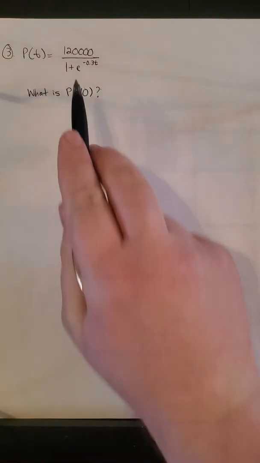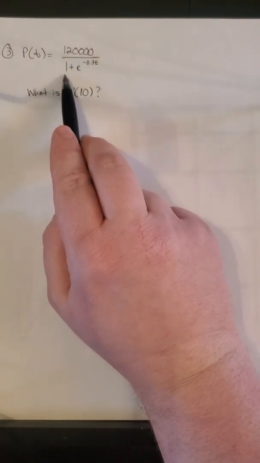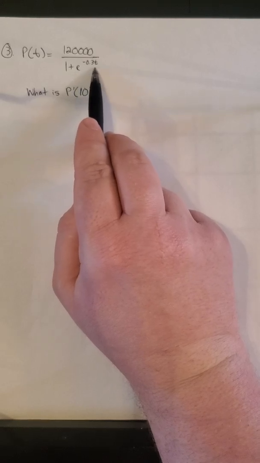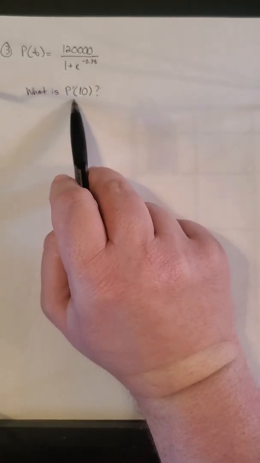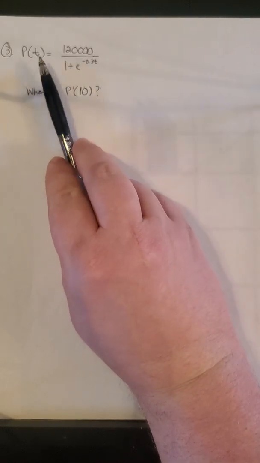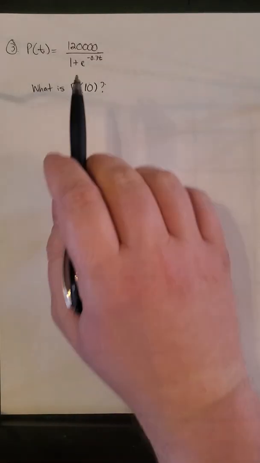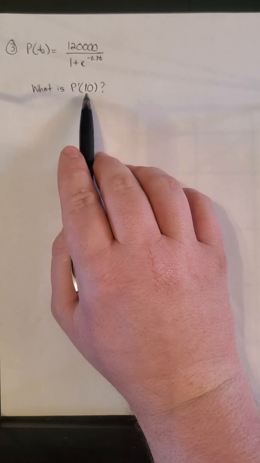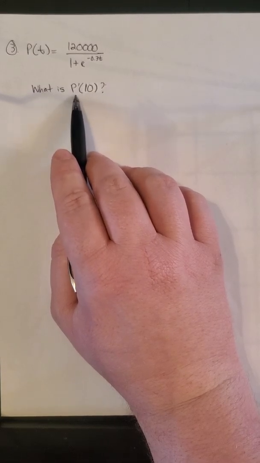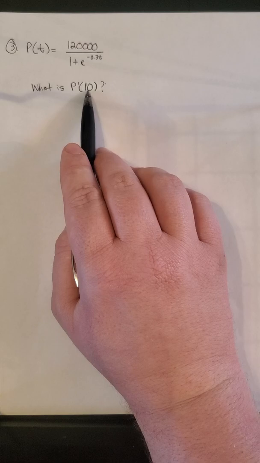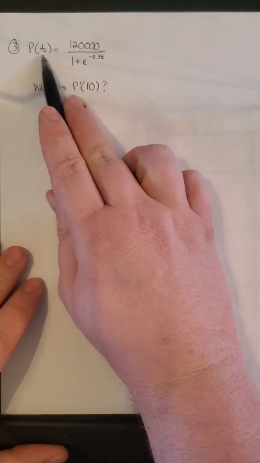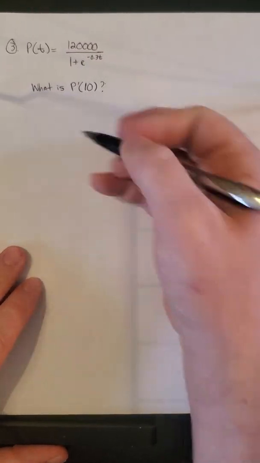Let's move on to number 3. On number 3, they give you a function. It's a nice rational function, 120,000 divided by 1 plus e to the negative 0.3t power. This is a population growth function, I believe, and they're wanting you to find the rate that the population is changing by in 10 years. Rate is a key word there. It's talking about a derivative. We're basically finding the derivative at 10, so we need to find the derivative of this function first.